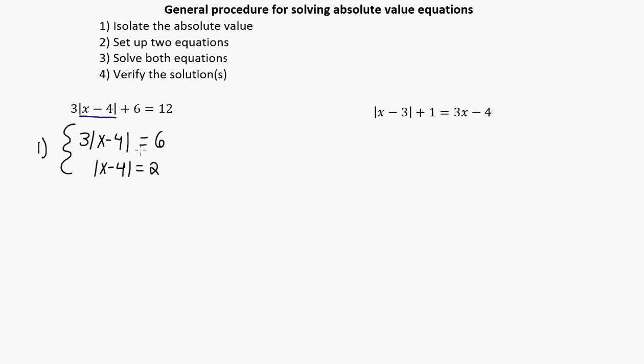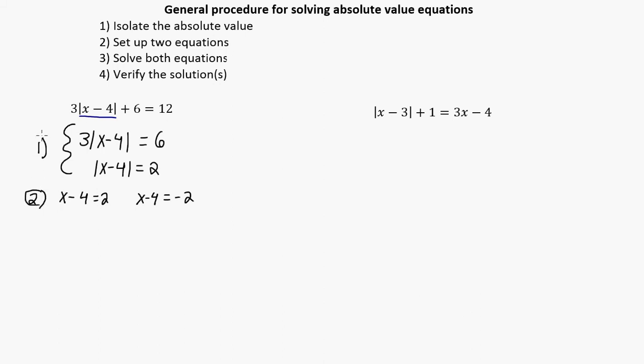Now I need to set up my two equations, and remember from the video introducing solving absolute value equations, I know that this equation is true if x minus 4 equals 2, or if x minus 4 equals negative 2, because if you take the absolute value of negative 2 or 2, you'll get 2. So I set up those two equations: x minus 4 equals 2, and x minus 4 equals negative 2. That's step 2, setting up the two equations.